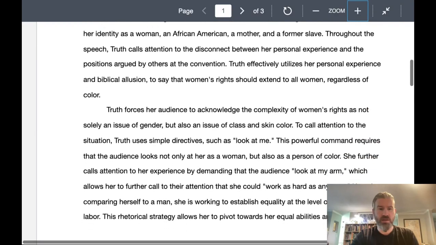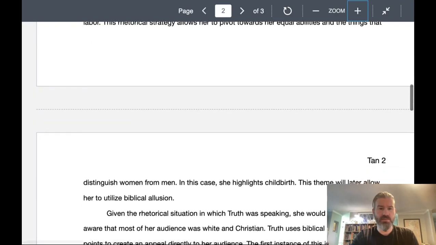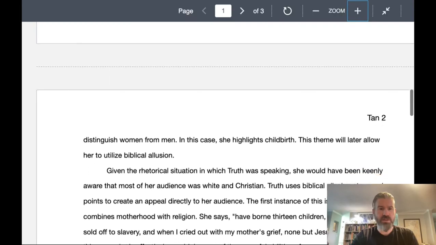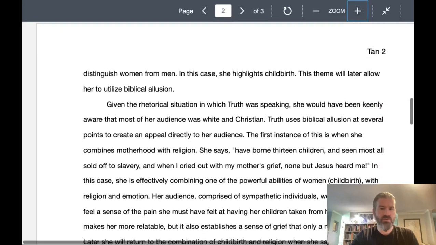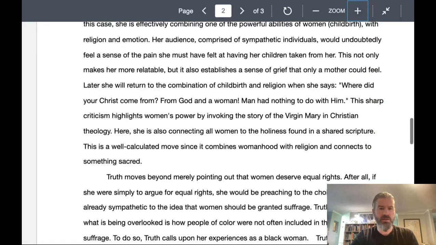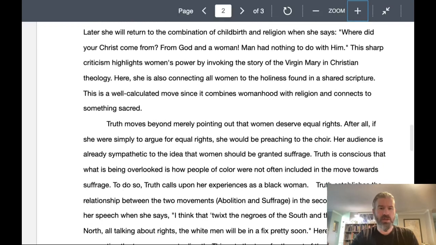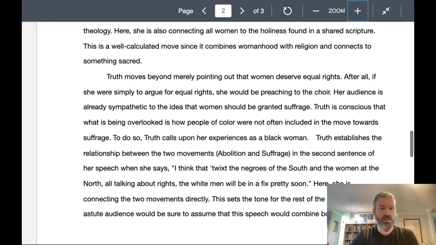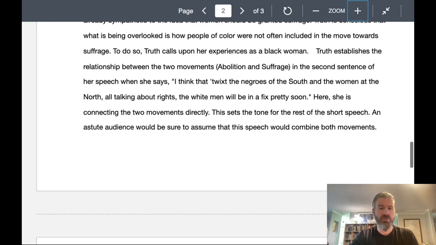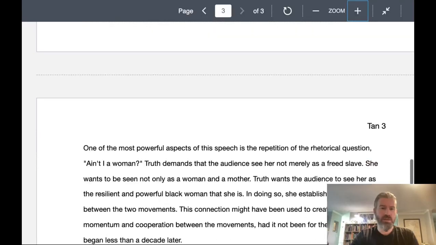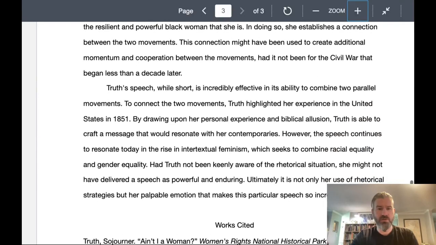I see that the second paragraph is indented. The third paragraph is indented. I'll scroll a little bit further down here. There's the next paragraph, also indented. I don't see any formatting issues. And then we get to the conclusion. Okay, conclusion. All the formatting looks good.